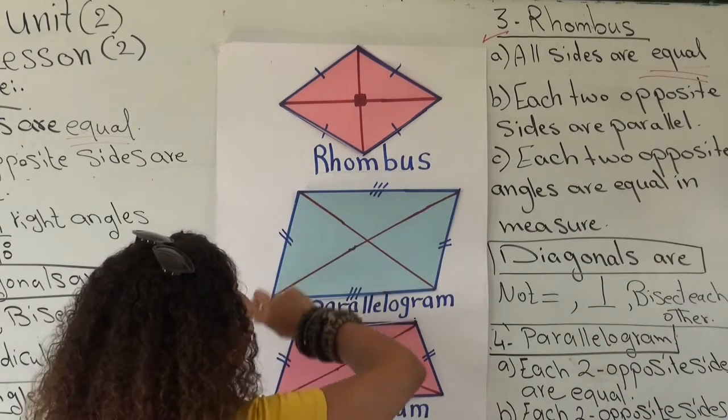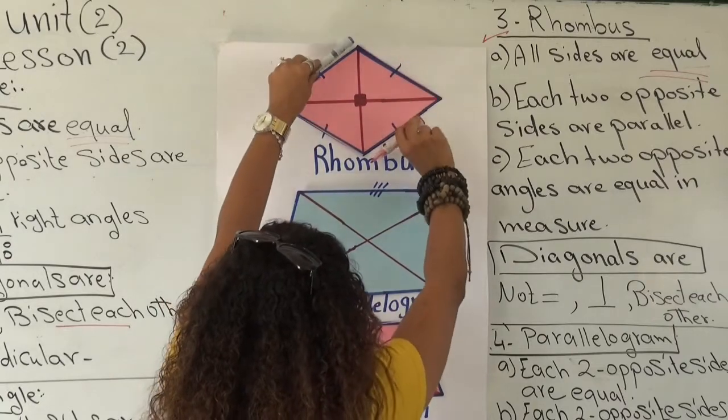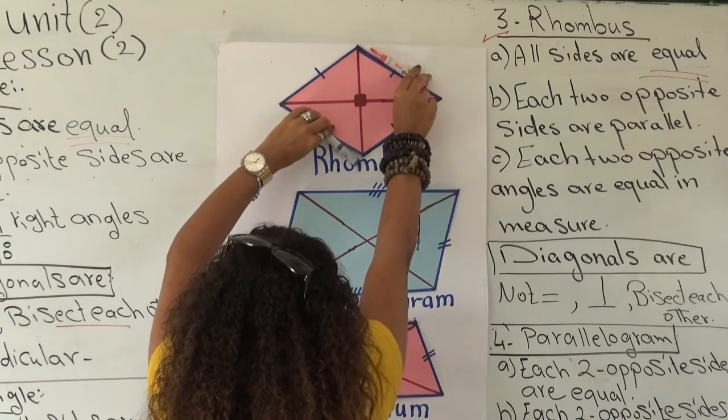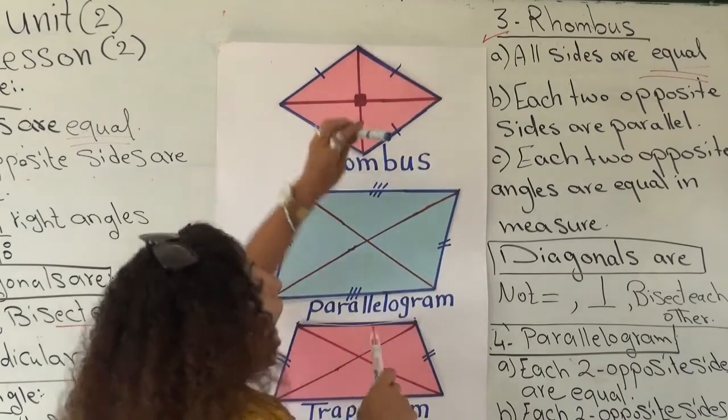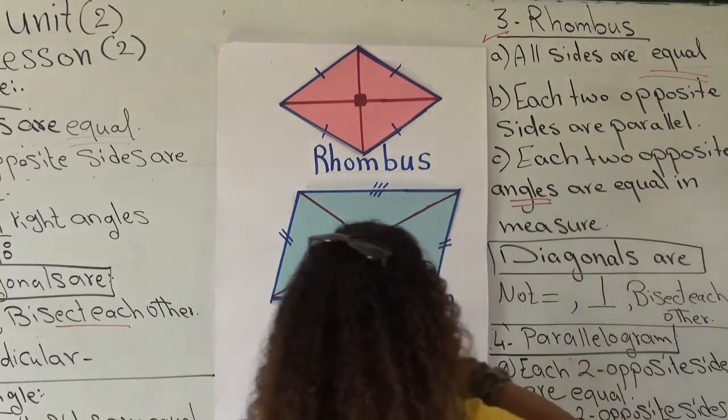Okay, but watch with me here. Each two opposite sides are parallel. These two sides are parallel to each other, and these two sides are parallel to each other. Okay, and also here each two opposite angles are equal in measure.